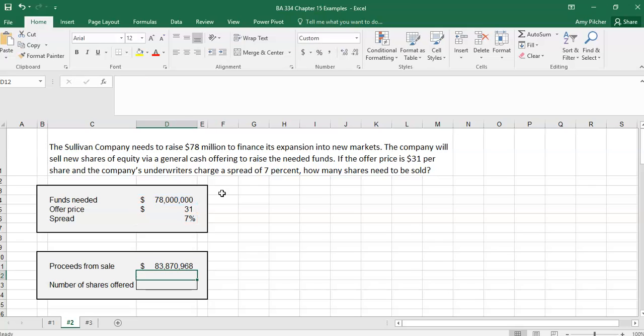So we need the proceeds from the sale to be $83,870,968. So the number of shares we need to sell is the amount we need from the proceeds divided by our offer price of $31 per share. So we need to sell, at minimum, to get both our proceeds and the amount that we have to pay the underwriters for a fee, 2,705,515 shares.